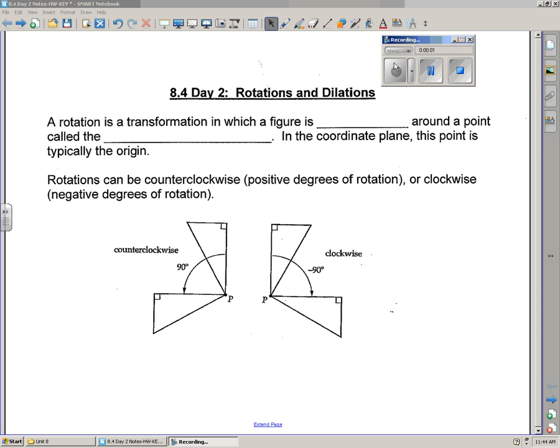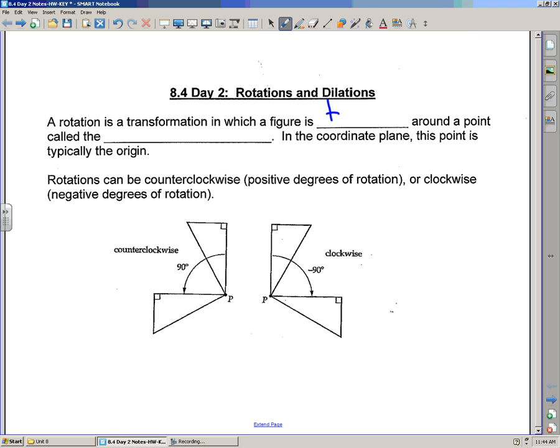So for today's lesson, we're going to do the second day of transformations, and we're talking about rotations and dilations. A rotation is a transformation in which a figure is turned around a point, and this point tends to be called the point of rotation. In the coordinate plane, this point is typically the origin. So rotations can be counterclockwise or clockwise. You basically follow the quadrant system.